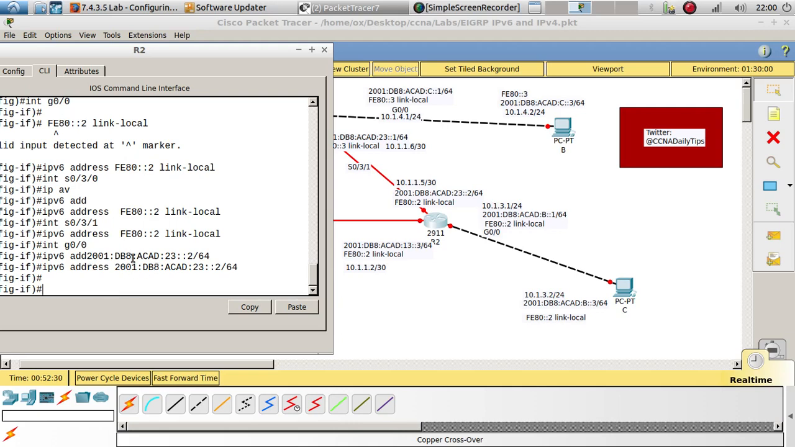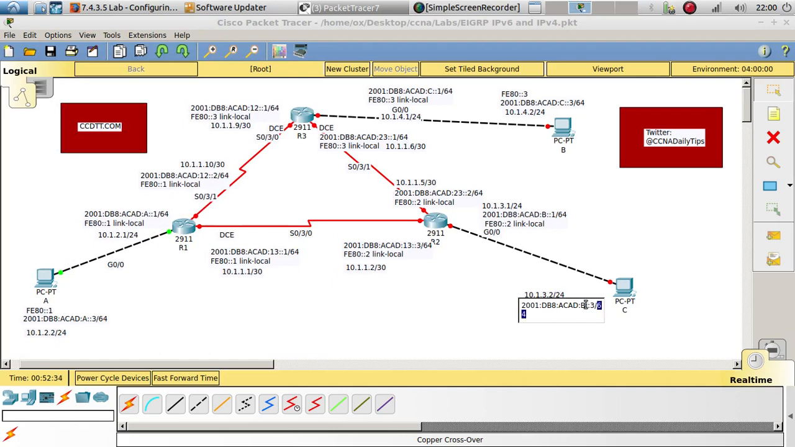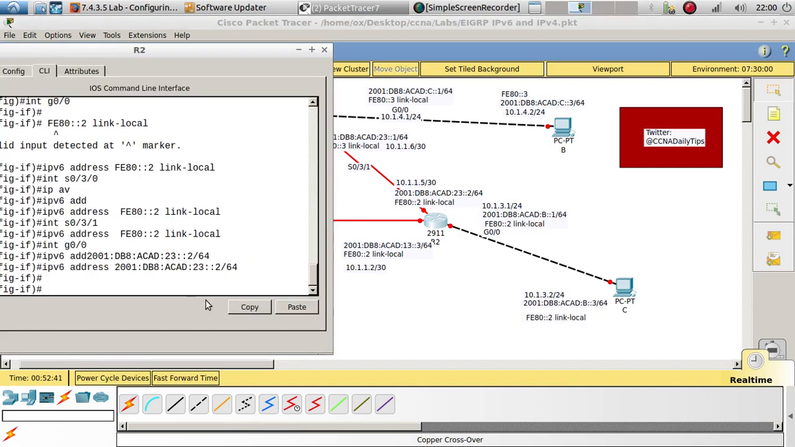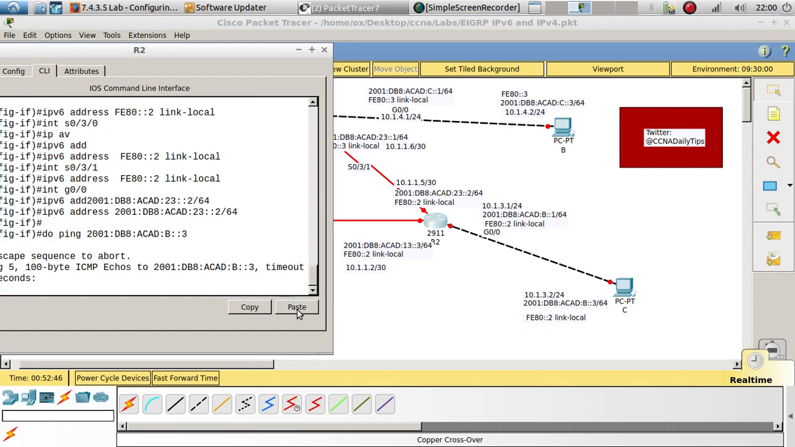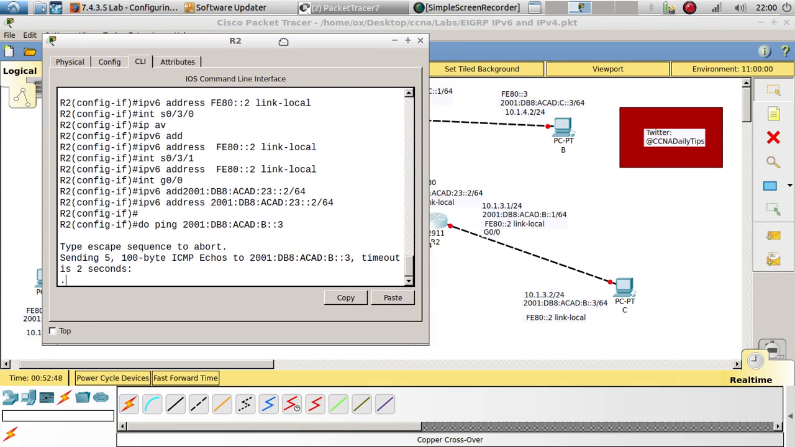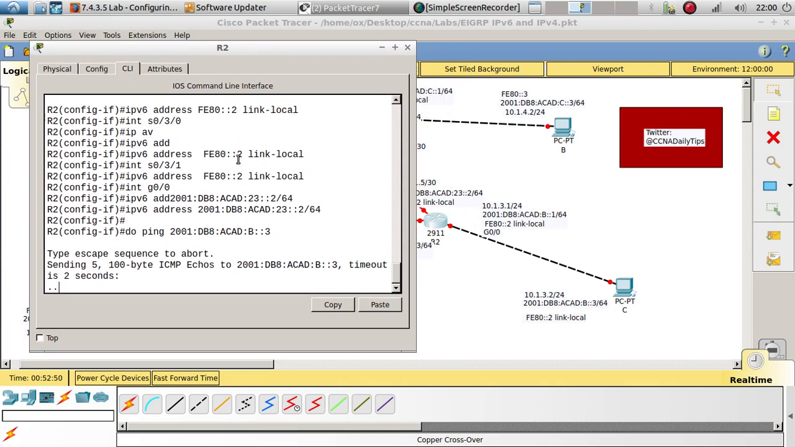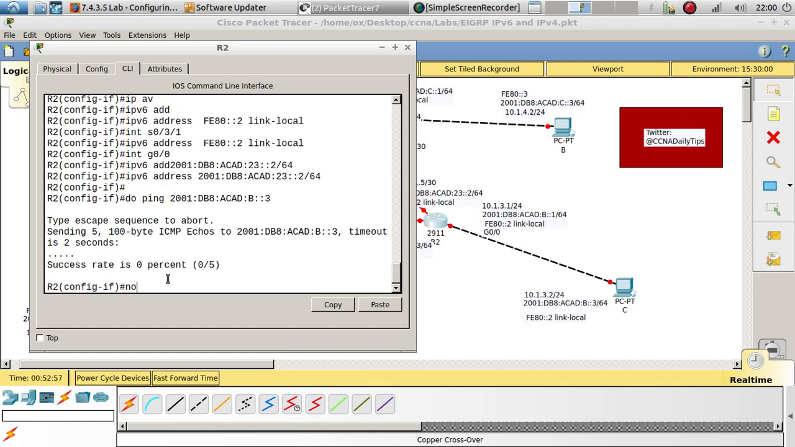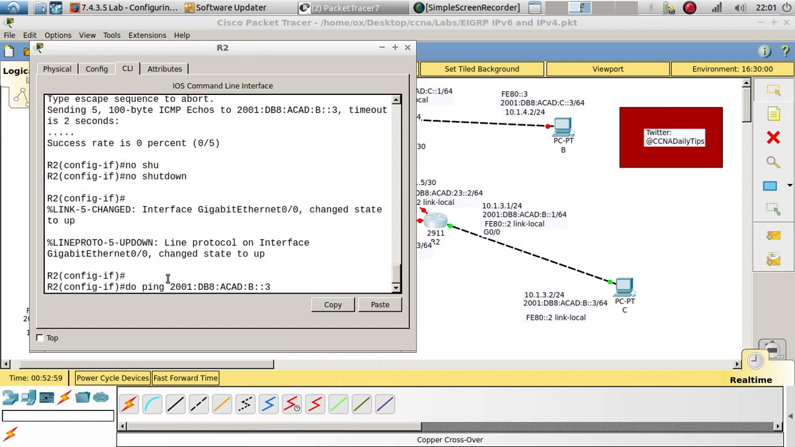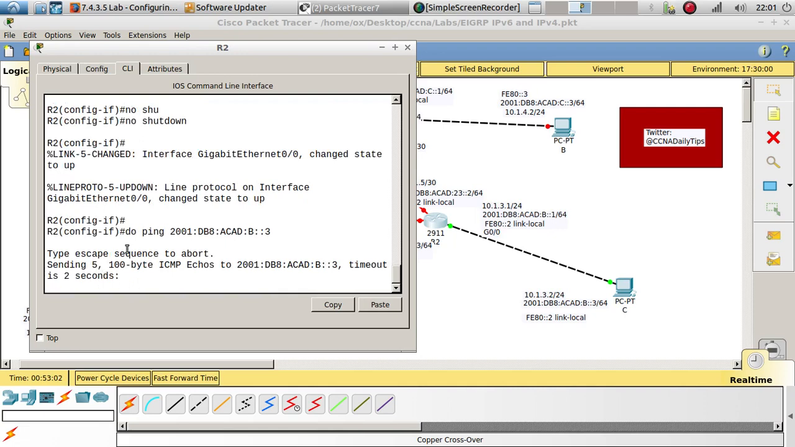Okay, so this is done. Now we should be able to ping computer C. So let's copy this one right here and do a ping. It looks like we are not able to ping it, and that's because we need to do a no shutdown, because the interface is down right now. So no shutdown, and now let's try to ping it again, and we should be able to ping it.